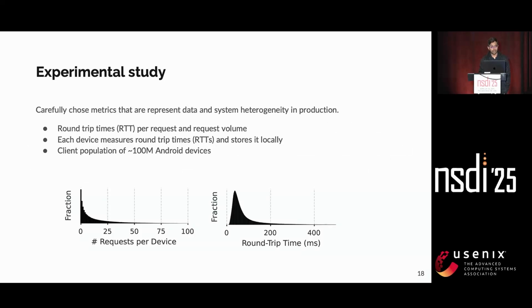Getting to the evaluation of the system, we carefully chose metrics that represent system and data heterogeneity that we observe in a production setting. So for this, we chose round trip times and request volumes. Round trip times represent a form of system heterogeneity as devices have varying network capability, and we chose request volume as a good proxy for application usage, right? More usage means they represent a power user, who has more data.